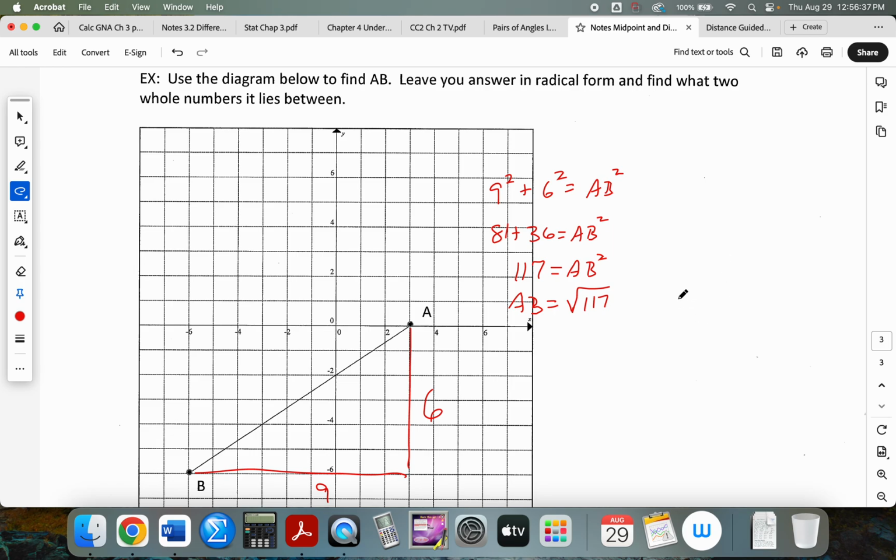All right, 10 squared is 100. And 11 squared is 121. So this is between 10 and 11. Which one is it closer to? 11. It's closer to 11. So it's just a little under 11. Okay, any questions?